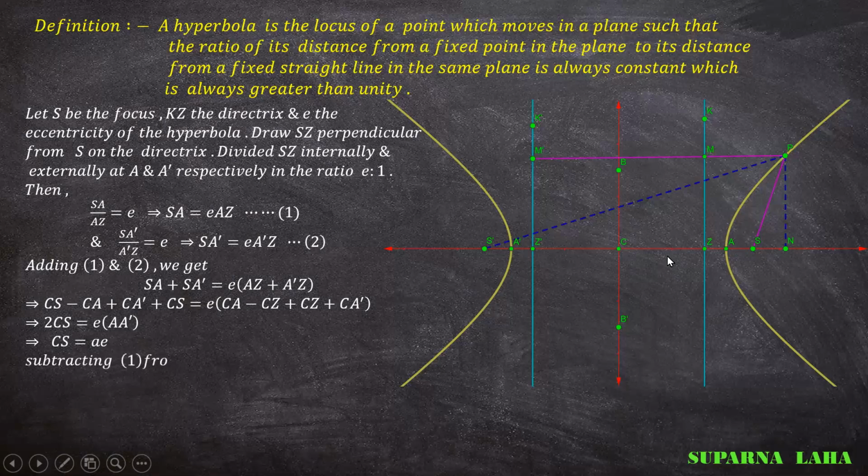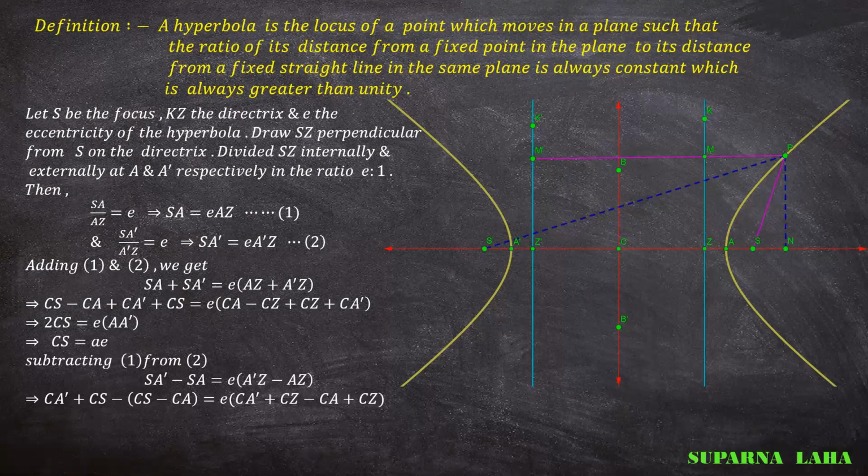Now just subtracting these two equations, 2 minus 1, you will get CA dash plus CS minus CS plus CA equals E into A dash Z minus A dash, and breaking it, you will find that the total distance CZ is given by A by E. As we have solved for the ellipse, same here: you need to add or subtract these two equations and find the values of CS and CZ.